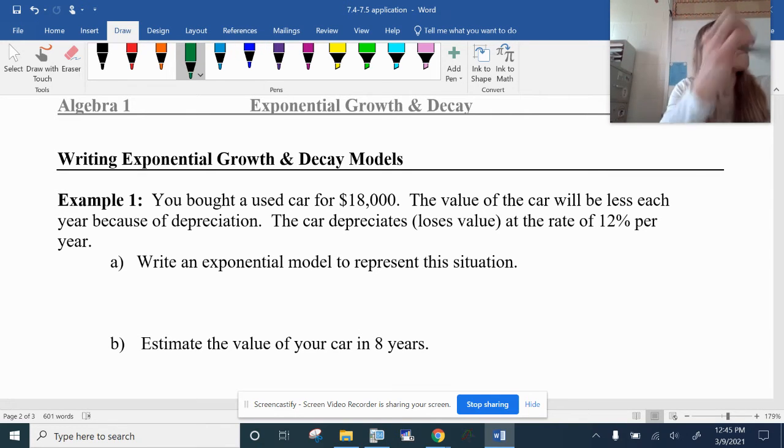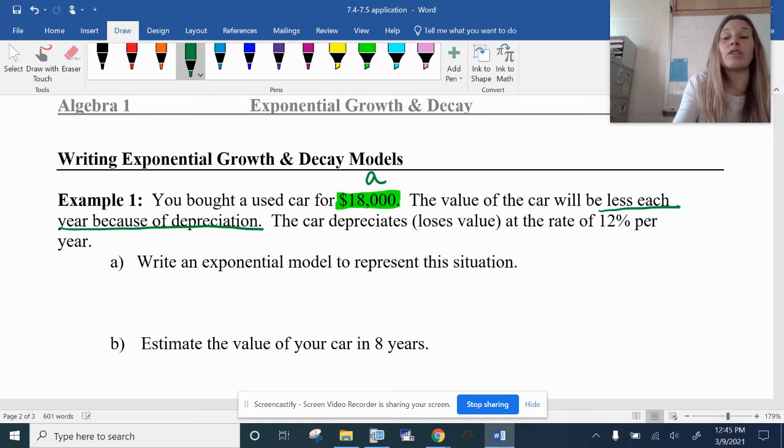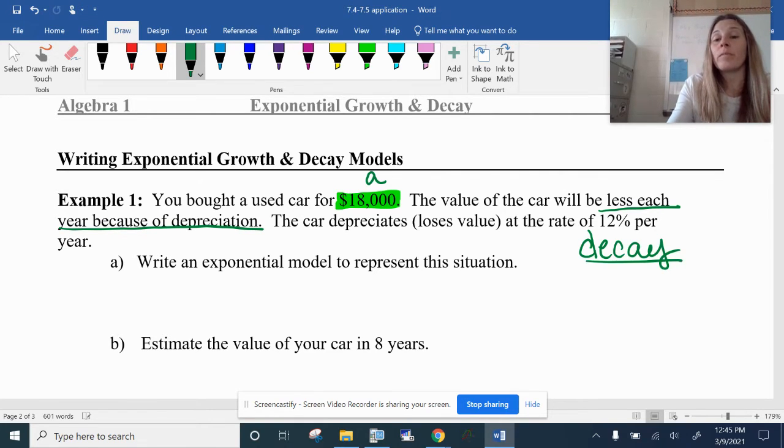All right, next question. We're talking about buying a used car for an initial value of 18,000. So that's my A value. The value of the car will be less each year because of depreciation. So that's telling me this is a decay problem. The car depreciates or loses value at a rate of 12%. So my R is going to be 0.12.